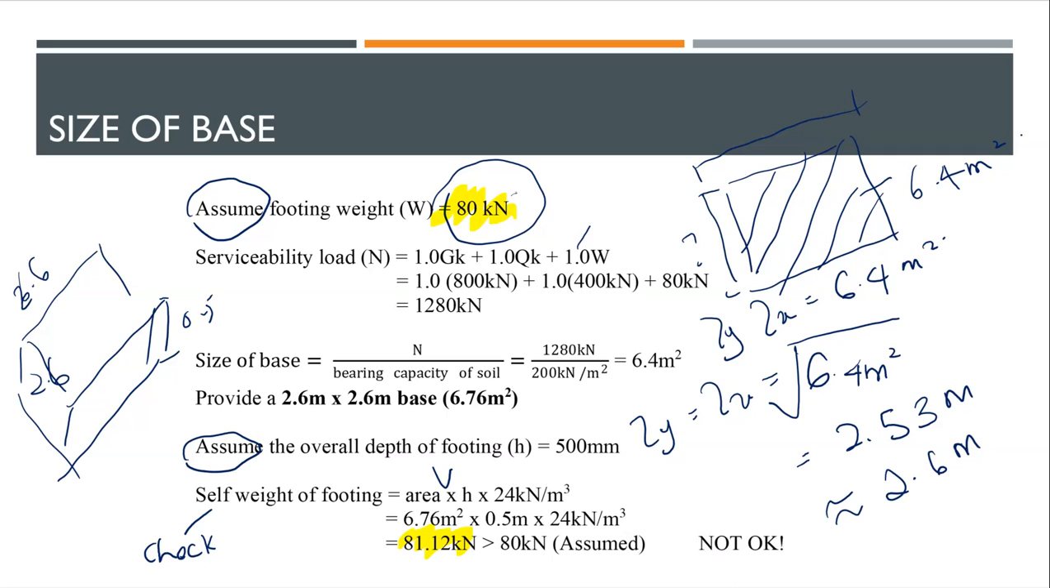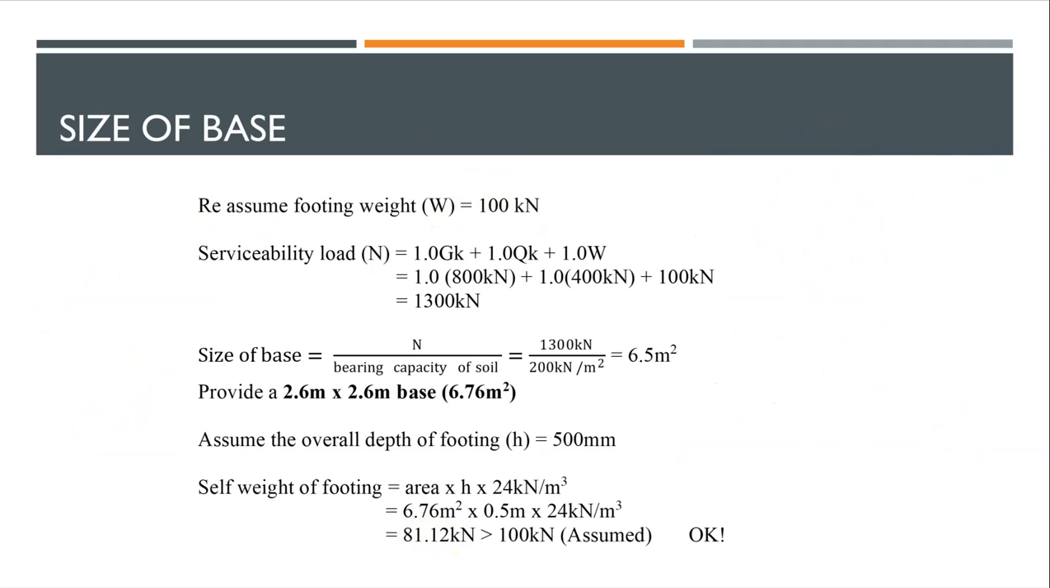So what we need to do next is, inilah yang macam saya cakap, bila you are forced to assume, sometimes this is what happens. You have to redo. Okay, you have no other choice but to redo. So here I reassume the footing weight. I do the same thing again, but I just change the weight of footing to 100 kilonewton. Okay, so here my W is 100 kilonewton. And then I calculate the size of base again.